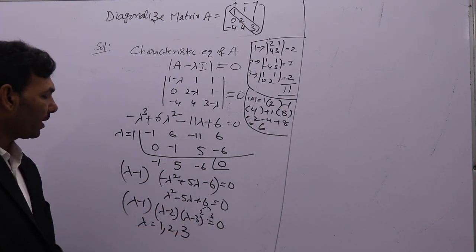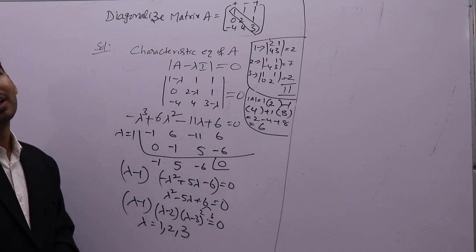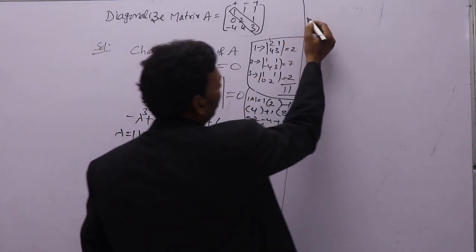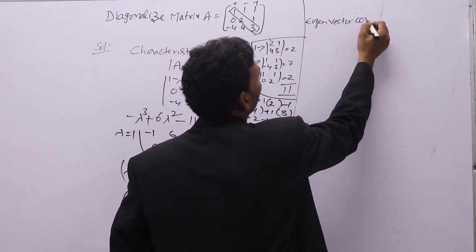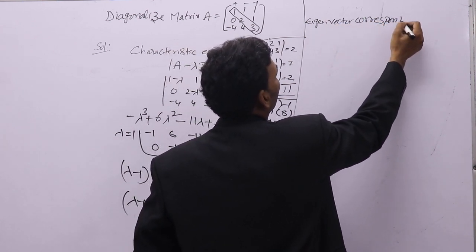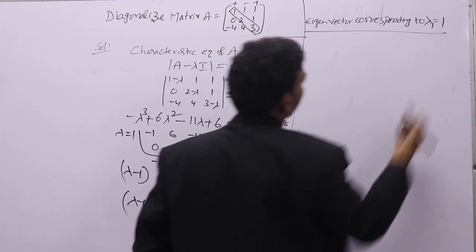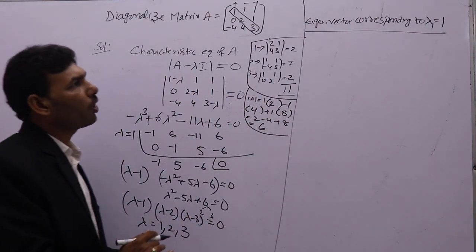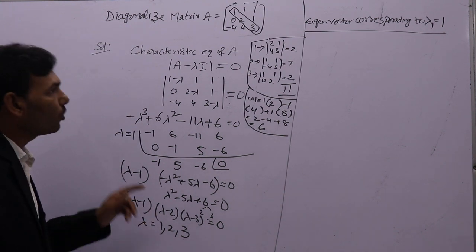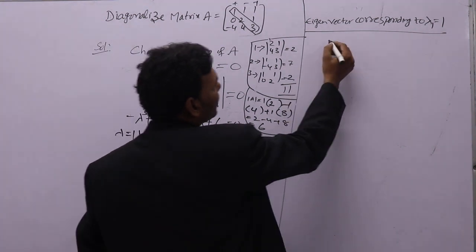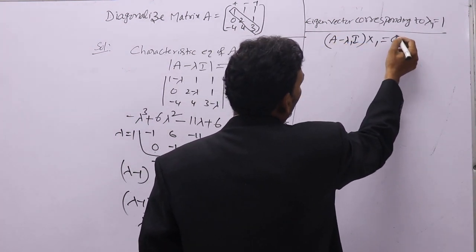Next we need to find eigenvectors corresponding to lambda equal to 1, lambda equal to 2, lambda equal to 3. First eigenvector: the eigenvector corresponding to lambda 1 equal to 1. That means for the first eigenvalue I am going to find the eigenvector, that is (A minus lambda 1 into I) into X1 equal to 0.